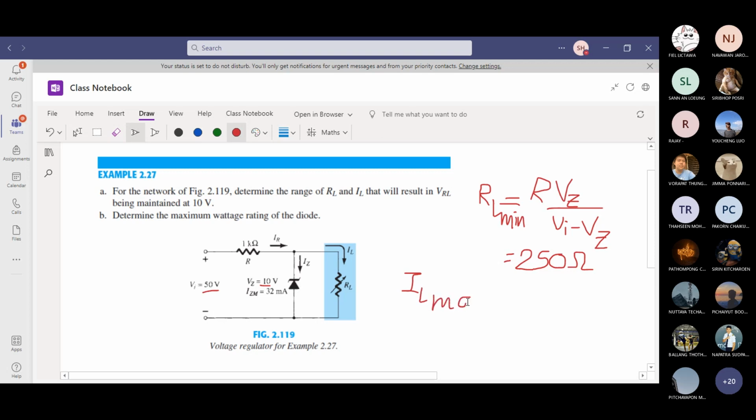After Tasin, I have Sukaina. IL max. Sukaina, what is IL max? Just a minute, teacher. Okay. Is it 1.25?